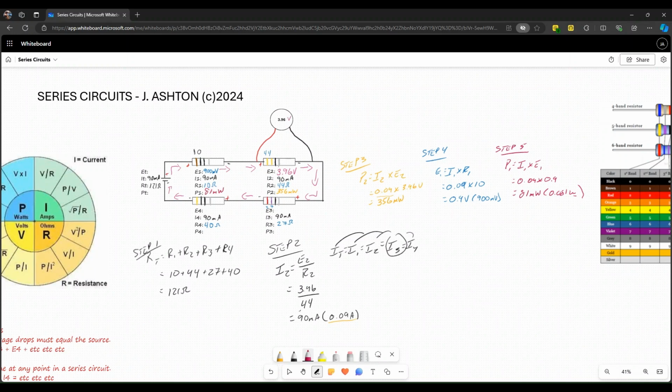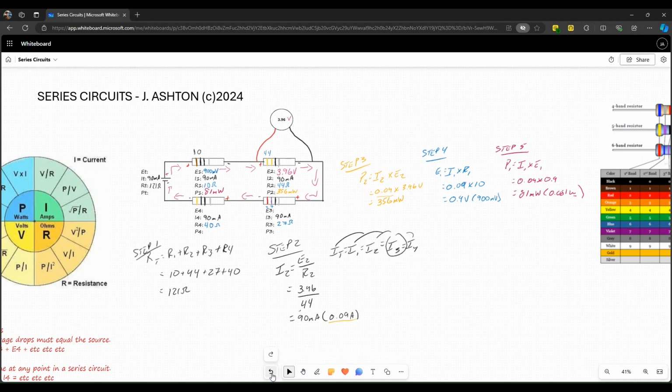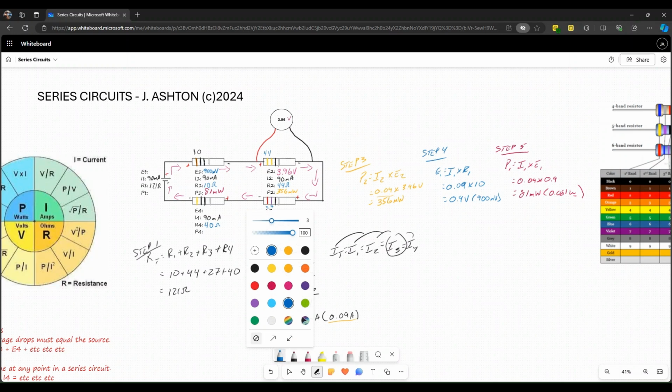That's good. Let's go down to R3. Let's pick a color that's a little easier to see maybe. How about this blue? Oh, that's the same blue that we already used. I just like to have contrast here so you guys can follow along better. Let's go with the orange. All right, step 6.